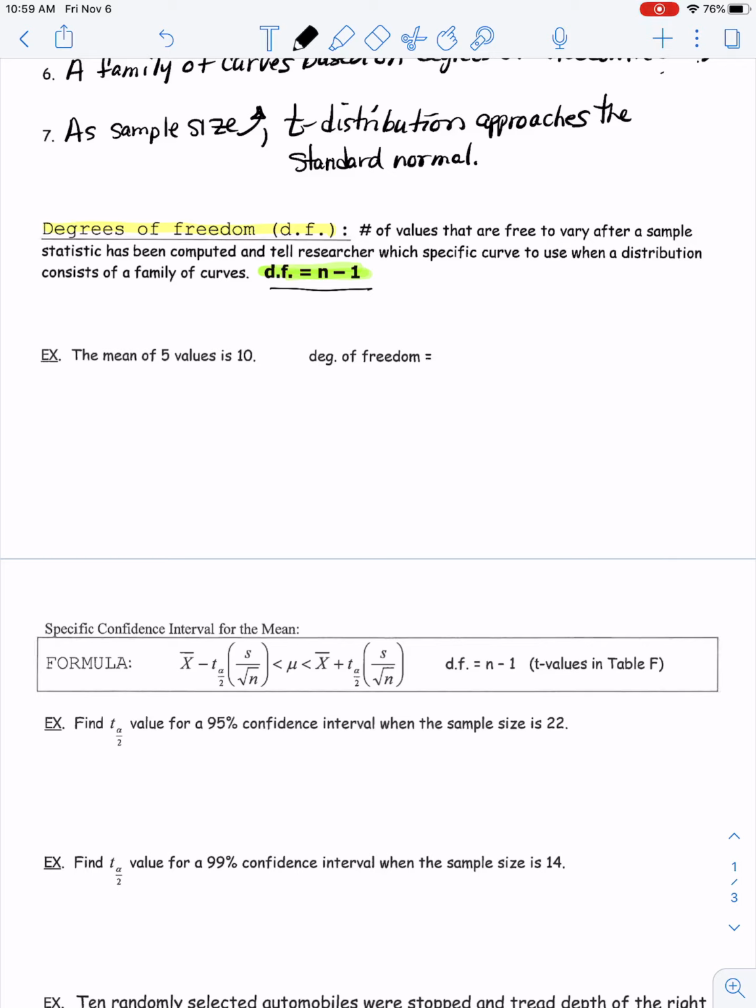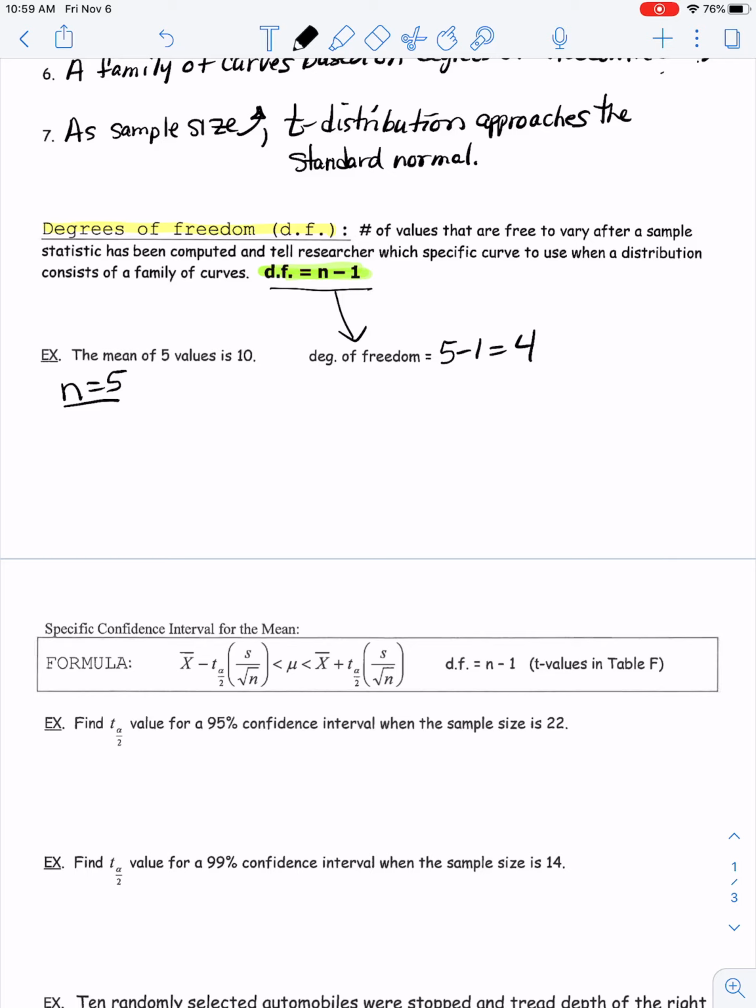Okay, so let's do an example. It says the mean of 5 values is 10. What is the degrees of freedom? Well, mean of 5 values, so that means your n is 5. So when you do degrees of freedom, you're just going to do 5 minus 1, which is 4.